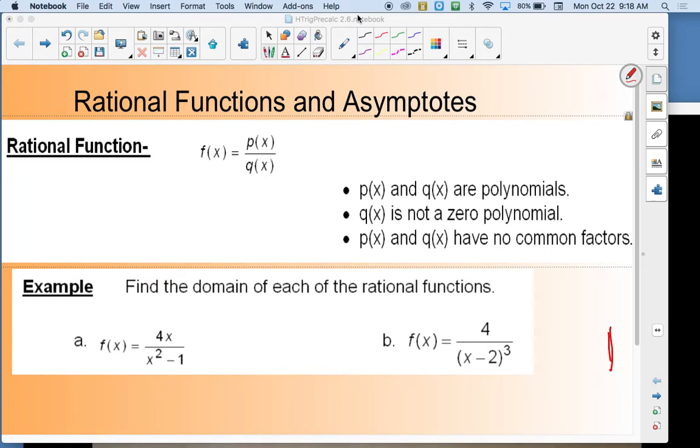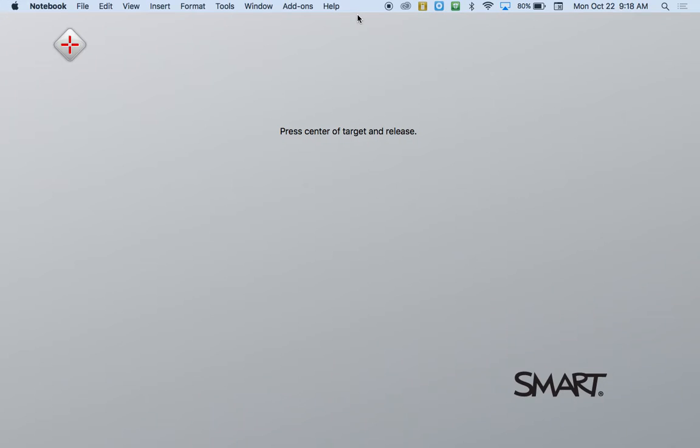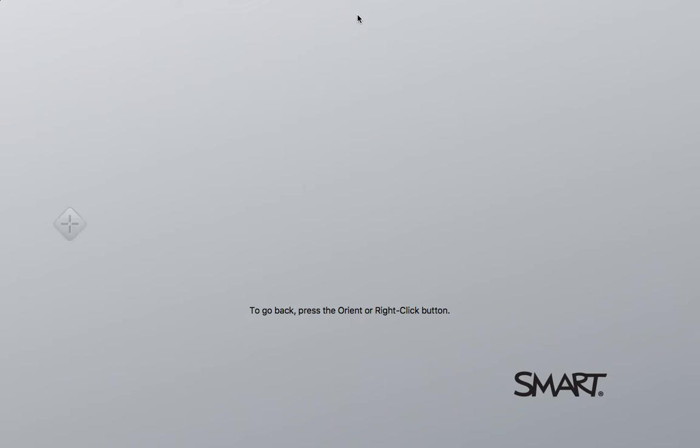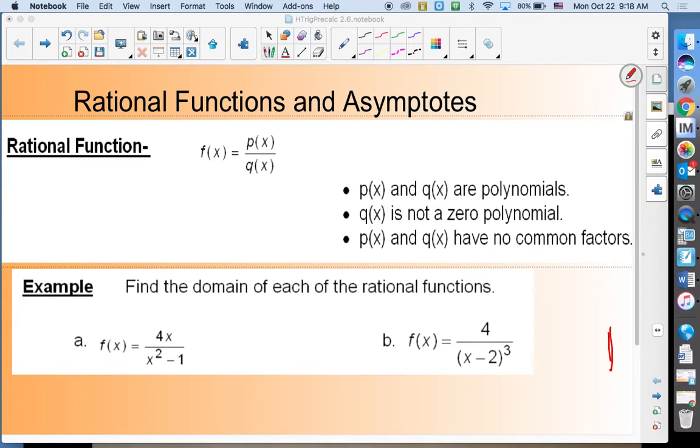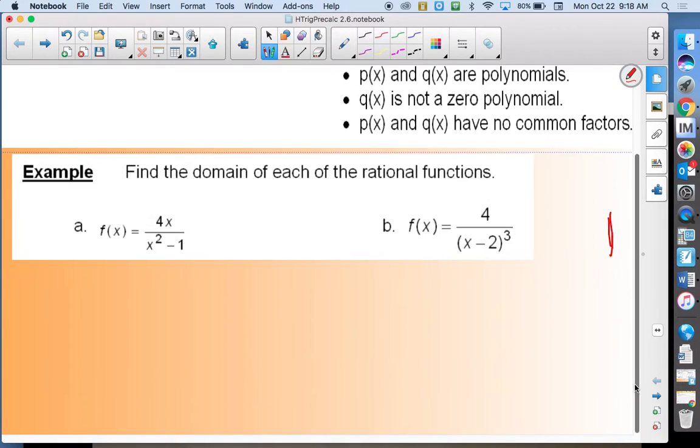Exactly. So if you have a denominator, the denominator cannot equal 0. If you have a square root, the square root has to be greater than or equal to 0. So see if you can find the domain of the two functions that are on there, just by looking at the denominator, asking yourself exactly what Jesse just stated. If there's anything in the denominator, it cannot be 0.